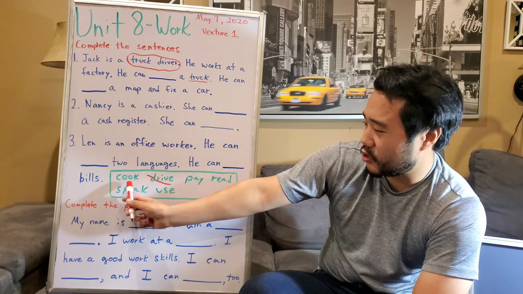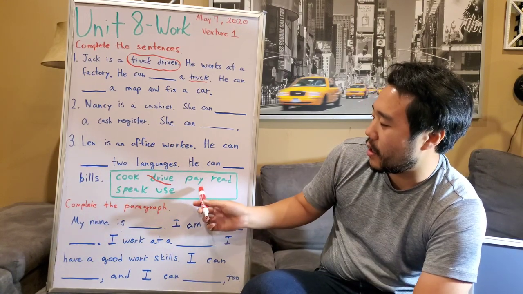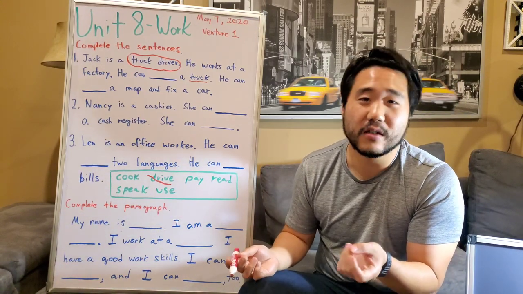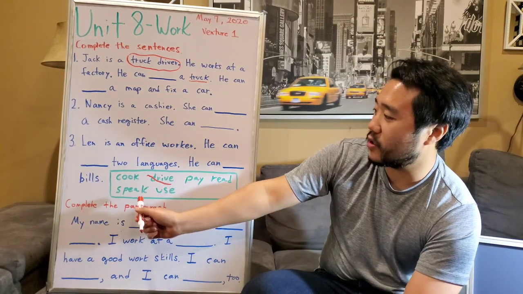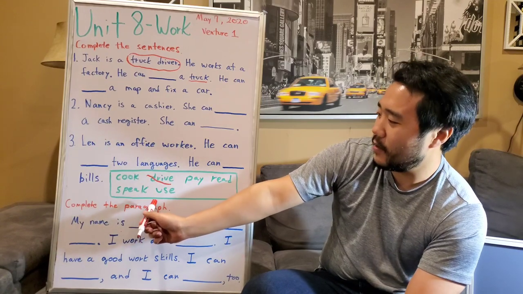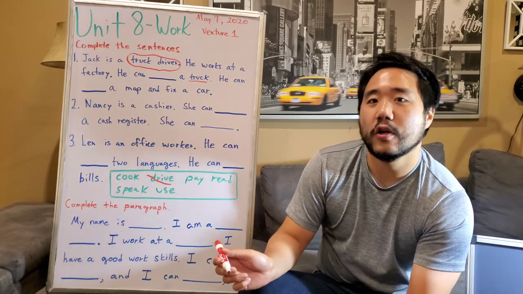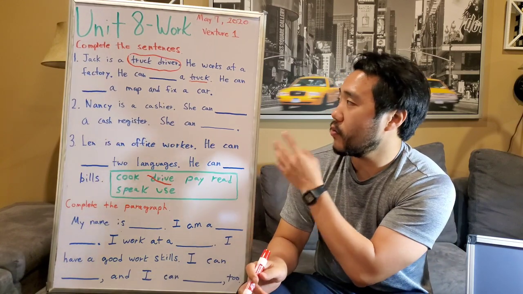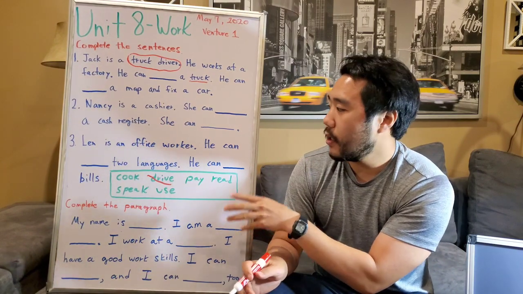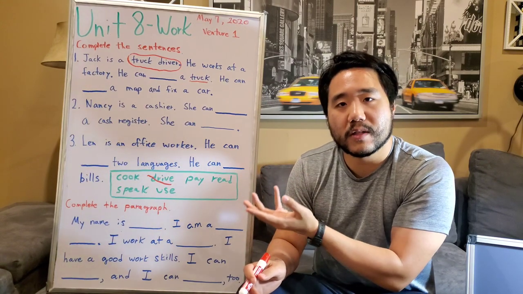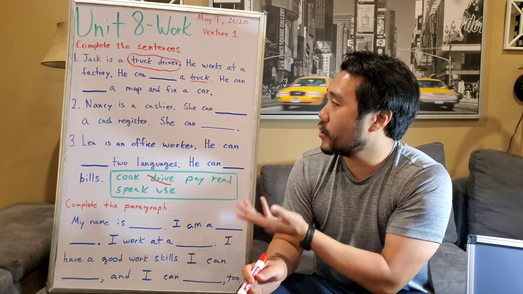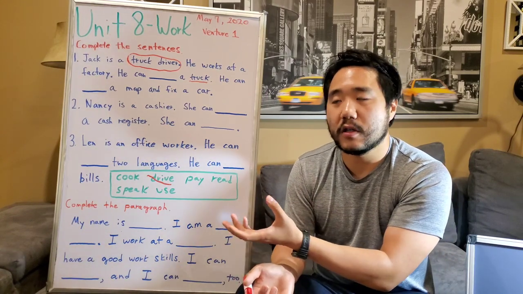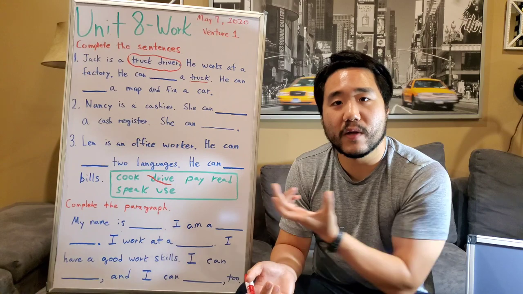I mean, you can't cook a truck, can you? You can't pay a truck. Can you read a truck? No, that's not how it works. Can you speak a truck? No. Can you use a truck? Use is a verb that could work with a truck. But the better word for this kind of situation is drive. Because we use the verb drive for a vehicle, right?